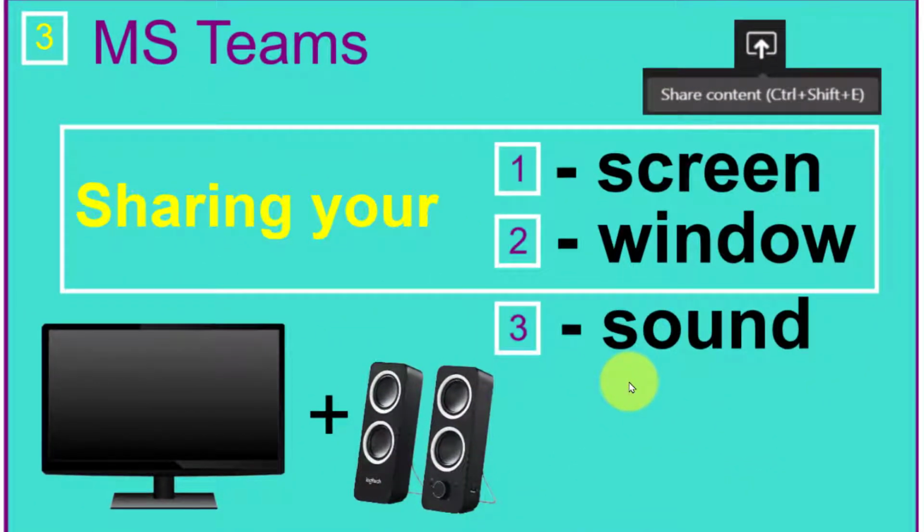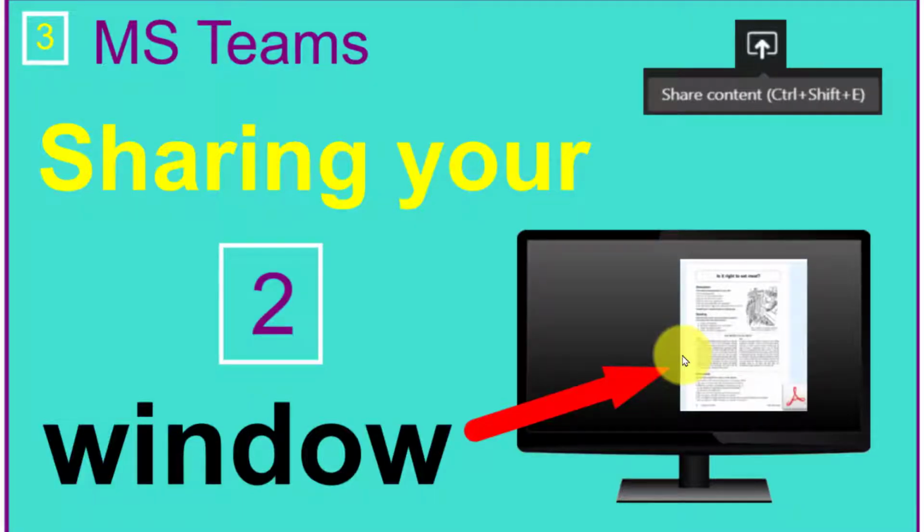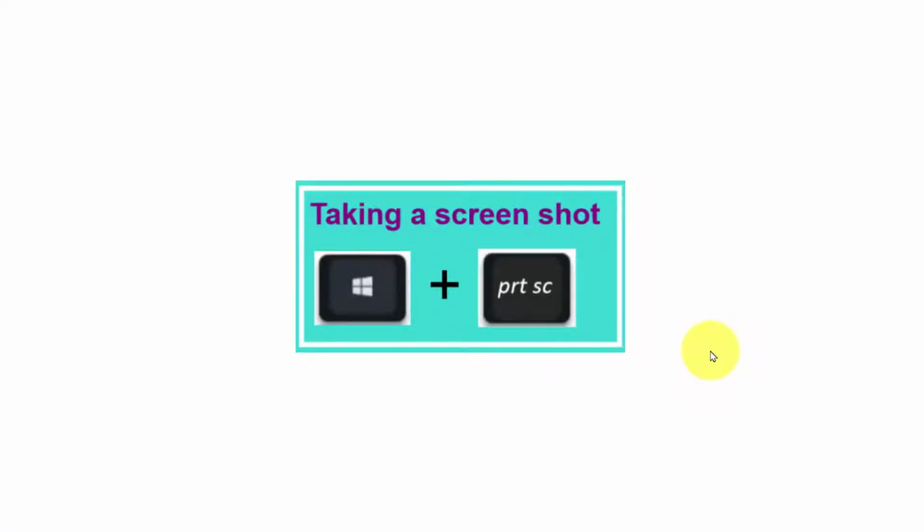In today's video, I'm going to show you how to share your screen, your window, and the sound. So in part 1, we will show you how to share the whole screen. This is the easiest thing to do. Part 2, I show you how to just present a window like a document and not the rest of your screen. In part 3, I show you how to share the sound that's coming from your computer. Finally, at the end, I'll show you how to take a quick screenshot.